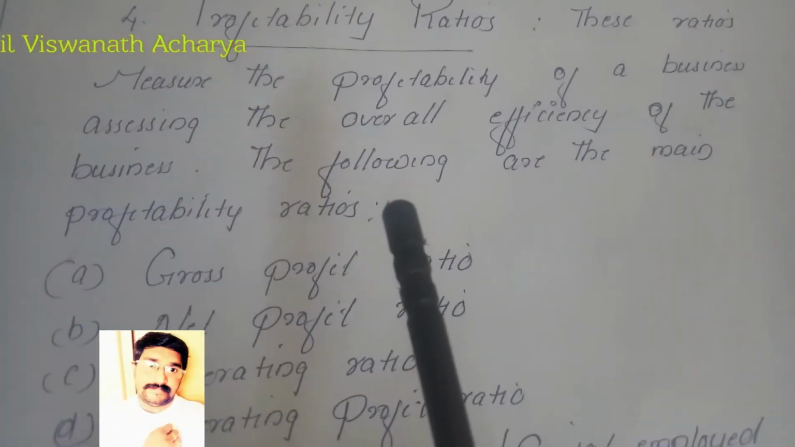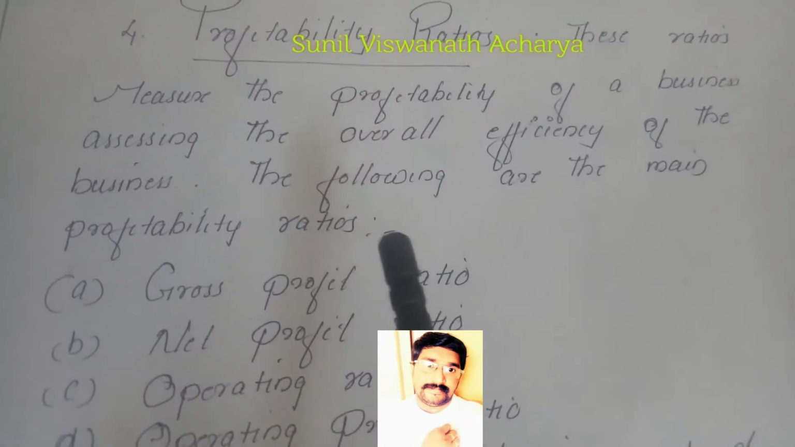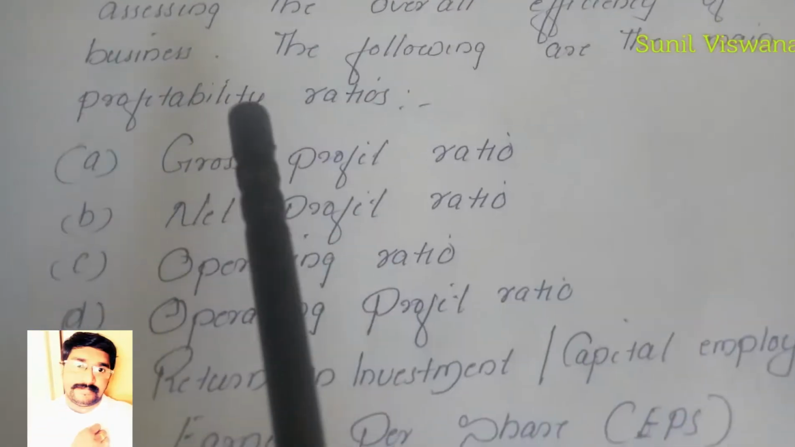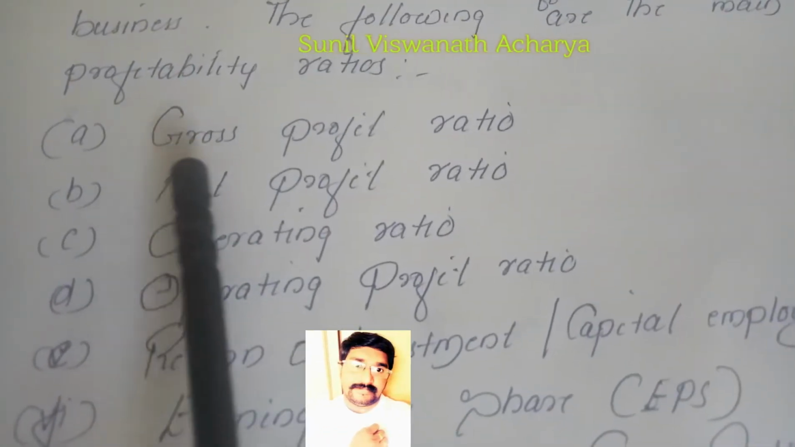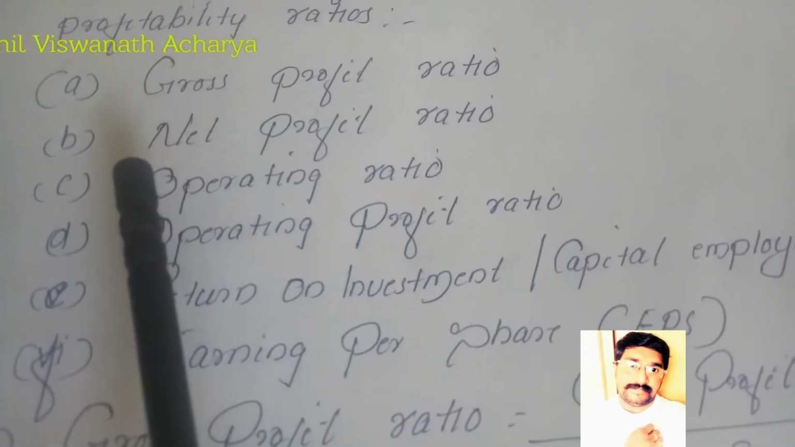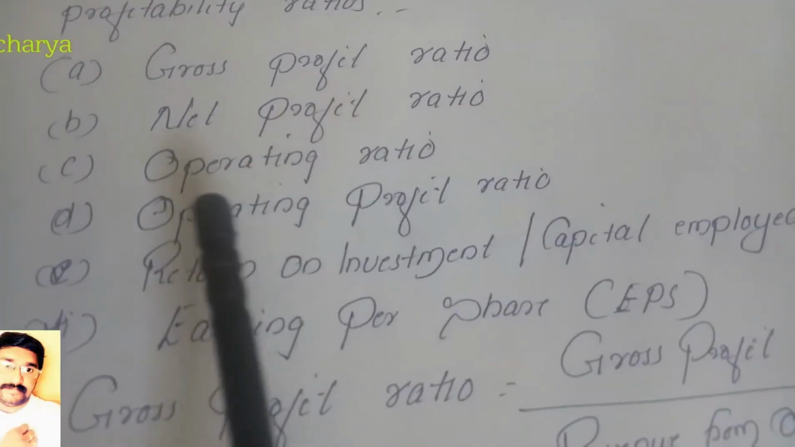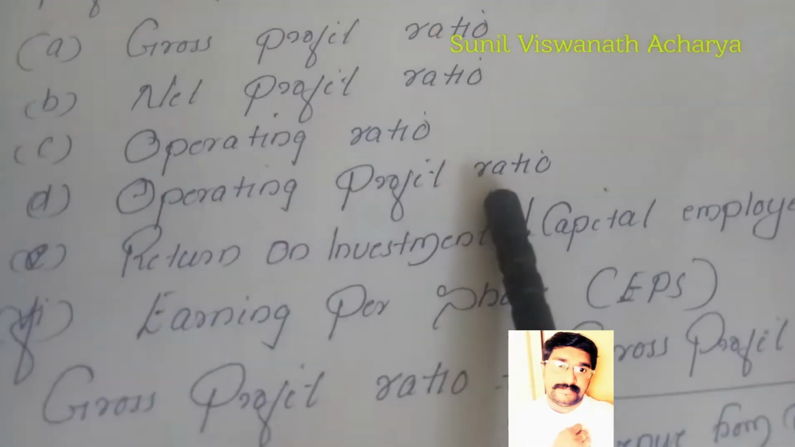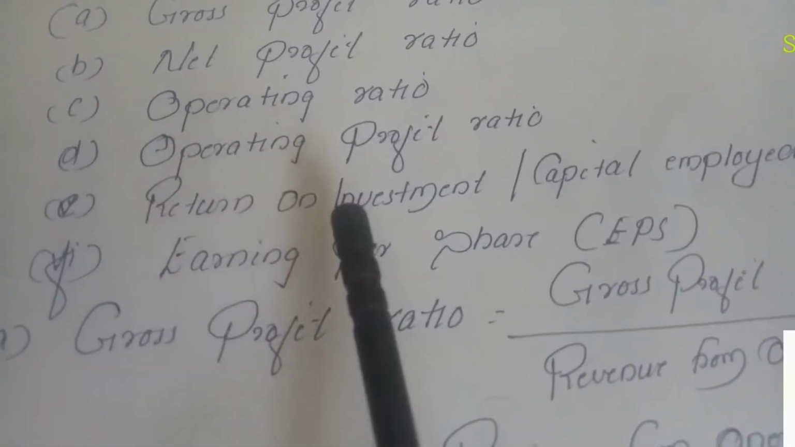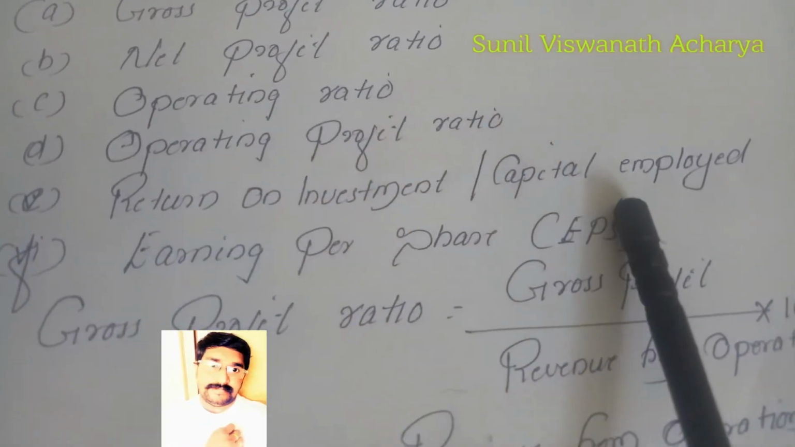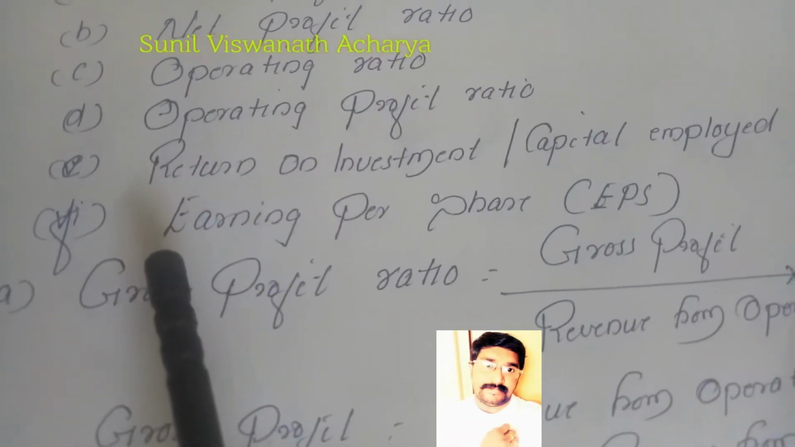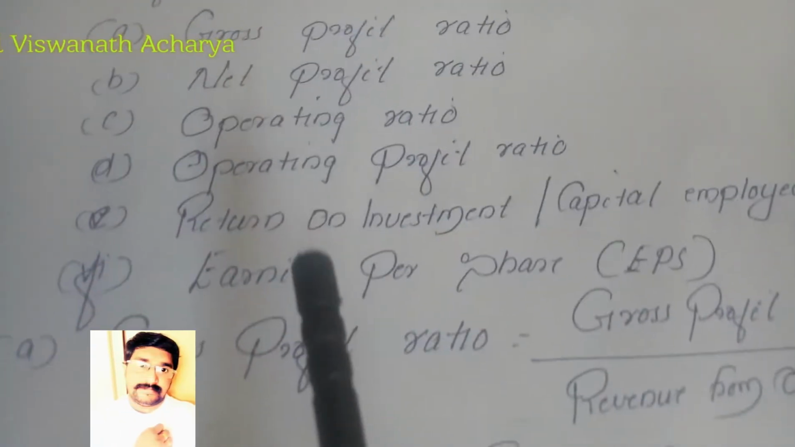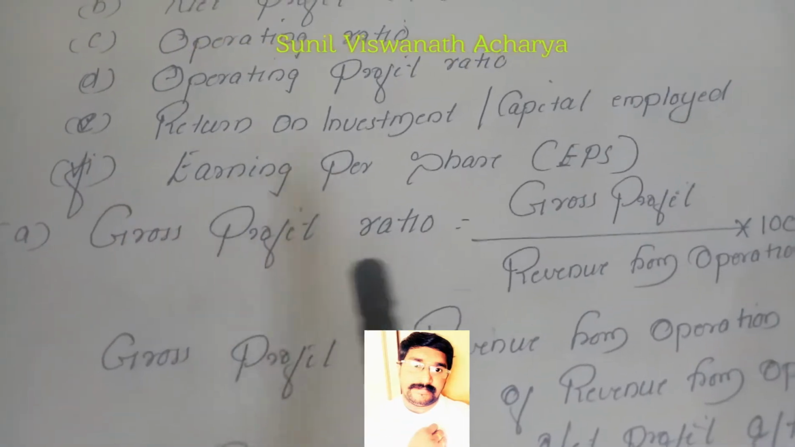So to assess the profitability or overall efficiency of the business, the following main profitability ratios are there. You can see, first profitability ratio is gross profit ratio, then net profit ratio, operating ratio, operating profit ratio, return on investment or return on capital employed, and earning per share or EPS. So the first ratio is gross profit ratio.